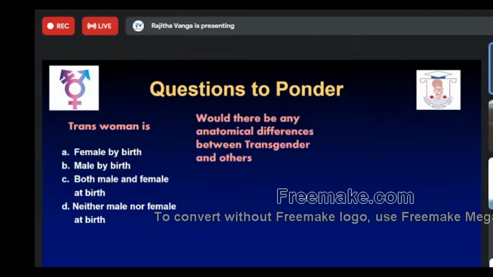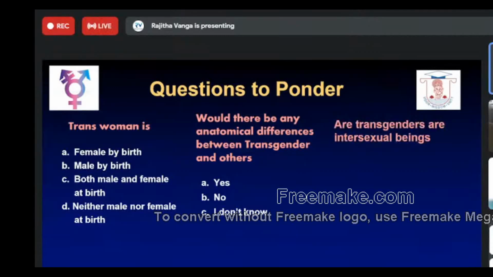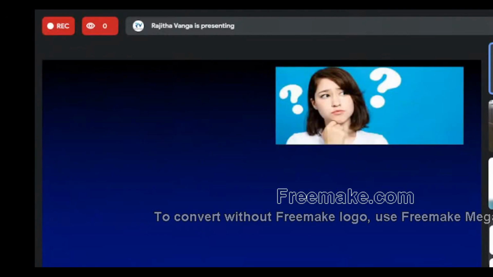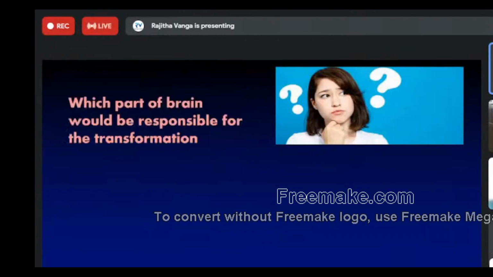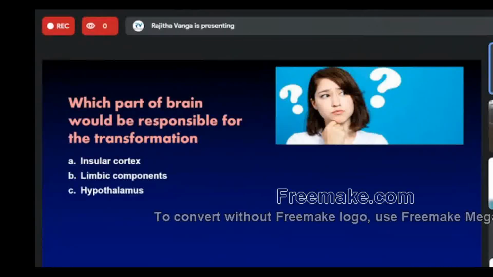The next question is, would there be any anatomical differences between transgender and others? Yes, no, I don't know. You can mention anything. The third question is, are transgenders intersexual beings? Yes, no, I don't know. A few more questions to complete the questionnaire. Which part of the brain would be responsible for the transformation? Insular cortex, limbic components, hypothalamus, none of the above. If your answers are multiple, you can write A, B, C in the options.